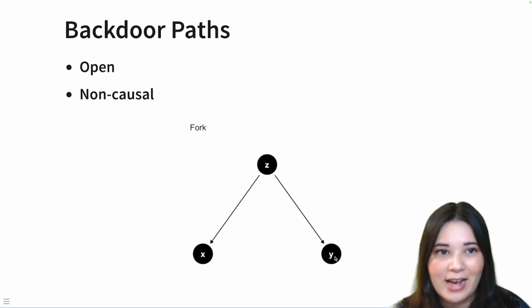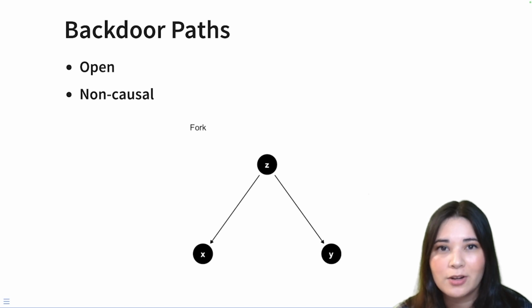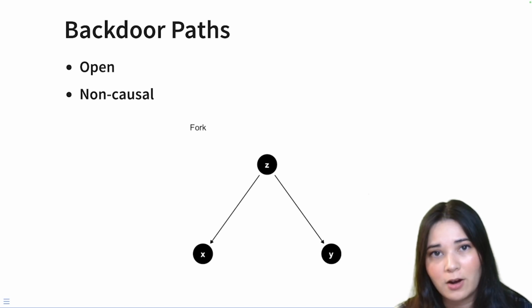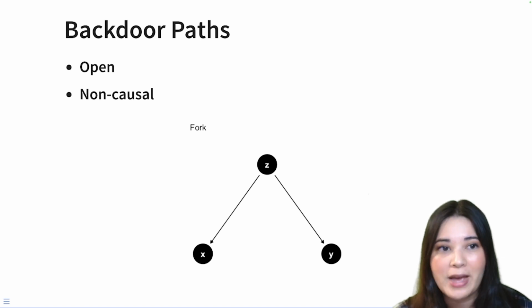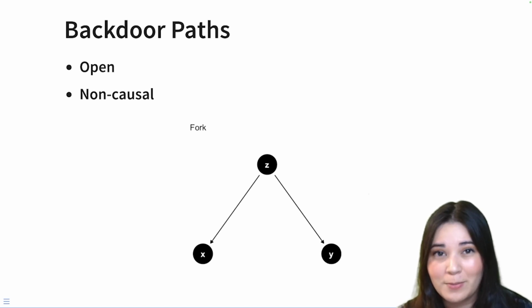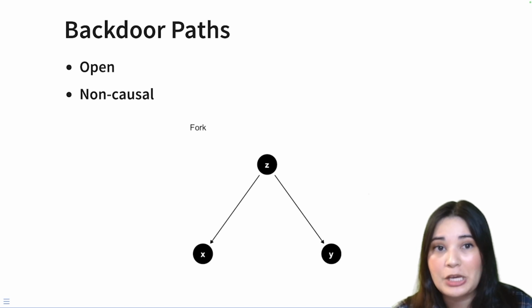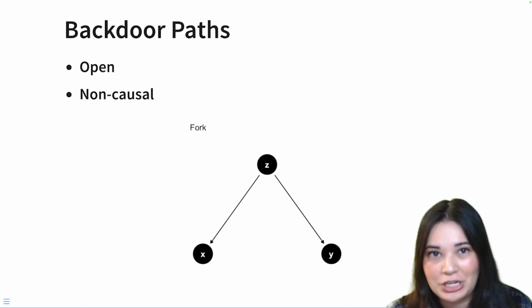Our goal in DAGs is often going to be to identify backdoor paths that are causing associations that aren't causal and therefore shouldn't be part of our causal estimates, and find a way to close them. We also want to make sure that if we have a path that's not a backdoor path, we don't accidentally open it, like by conditioning on a collider.